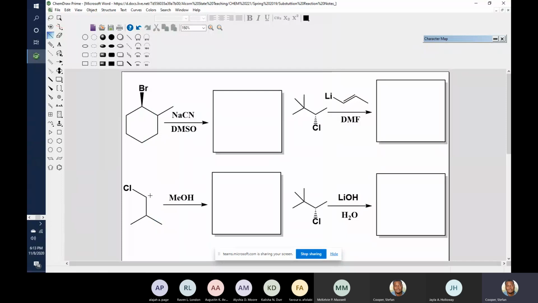Okay, let's do this first problem. You guys are going to help me out today. Can anyone tell me what type of alkyl halide I have here? Can you see this first molecule with the bromine here? Yes, secondary. Very good. This is a secondary alkyl halide. What type of nucleophile do I have? Is it strong or weak?